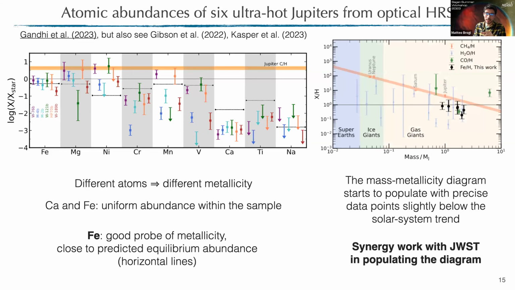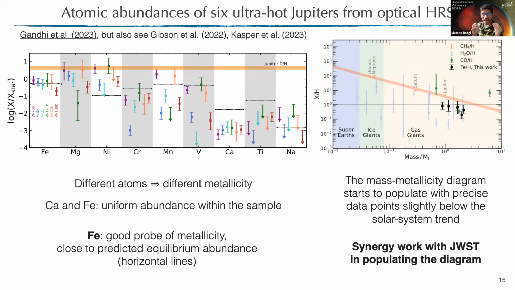So if you do that, and you start repopulating the same mass metallicity diagram, as you can see now, there's not only just one point that is below the solar system trend, but all these ultra-hot Jupiters that I show you on the left turned out to be systematically slightly below the solar system relation. So as you can see, this is fantastic. What you can do with that precision compared to, you know, the big error bars of previous measurements, which were entirely relying on HST.